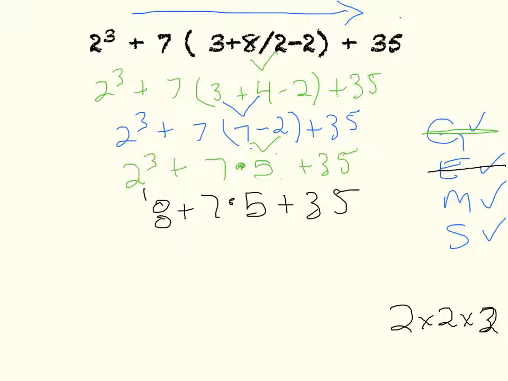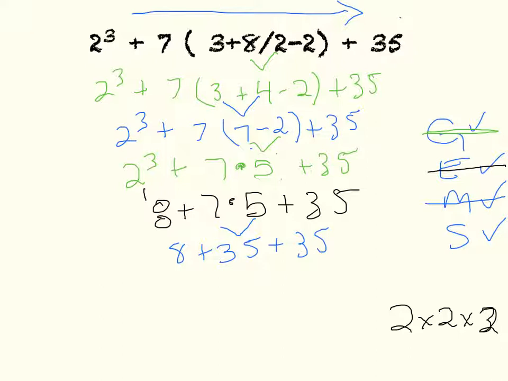Next, I look at multiplication or division. And I do have another multiplication. It's right here. So I'm going to do that first. And that is 7 times 5, which I know is 35. And then I rewrite the rest of my problem. So now I have 8 plus 35 plus 35. And there's no more multiplication or division, so now I can cross out my M for multiplication or division.